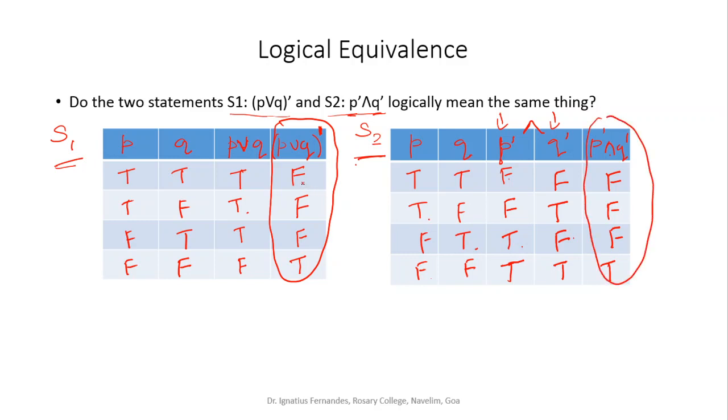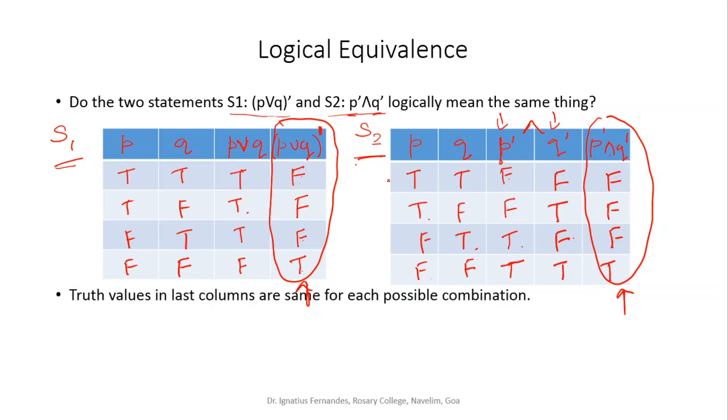Now I see that both the truth tables and the truth values are exactly identical. F, F, F, F, F, F, and T and T. So since both these columns are identical, that means whatever the truth values of P and Q, both these statements give the same truth value. So they are logically equivalent.